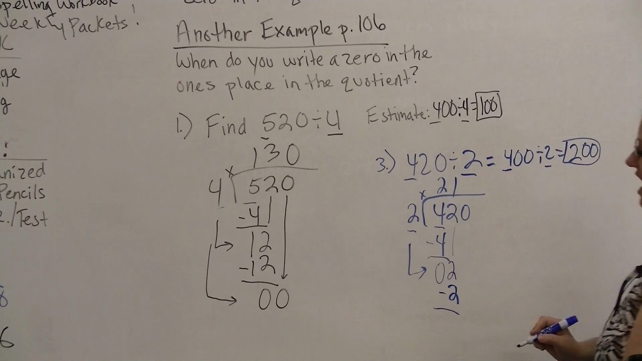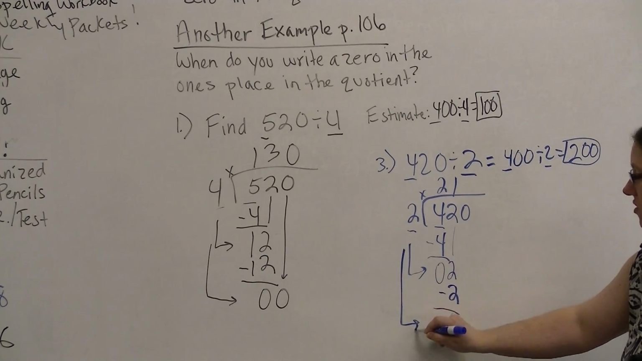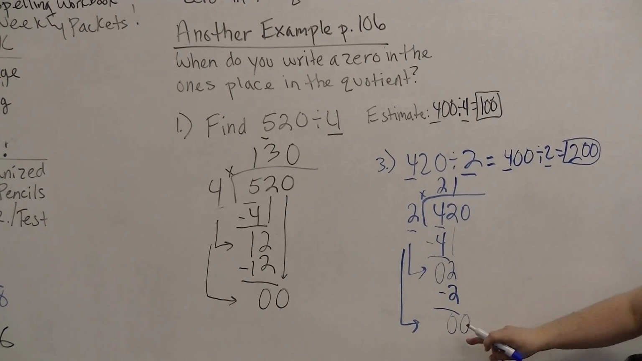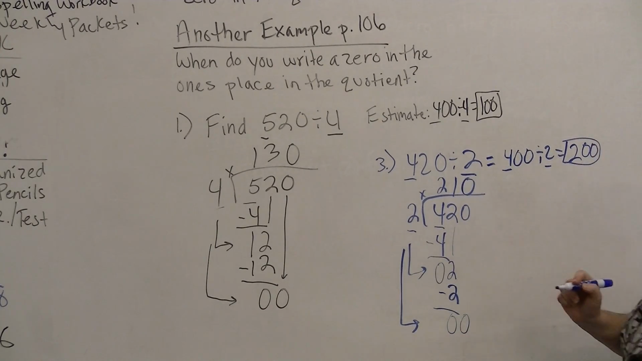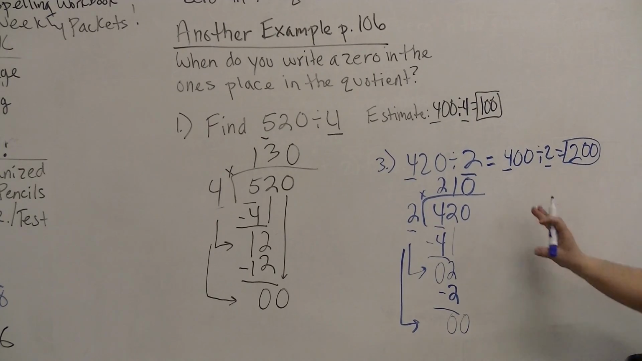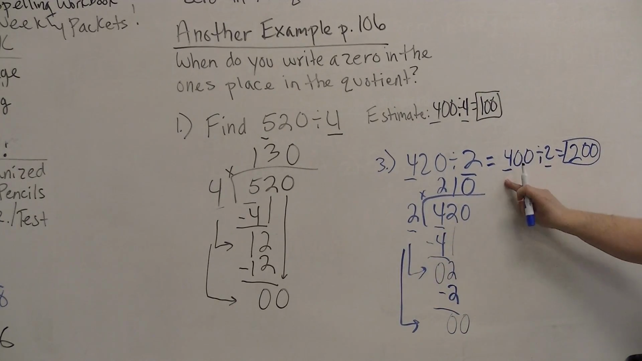We multiplied, now we subtract. 2 minus 2 is 0. Can I do 0 divided by 2? No, we can't, so we bring down the last 0 here. Can we do 0 divided by 2? No, so now we put 0 in our quotient. Okay, and now let's check. 210, is that reasonable, close to 200? Yes, it is.